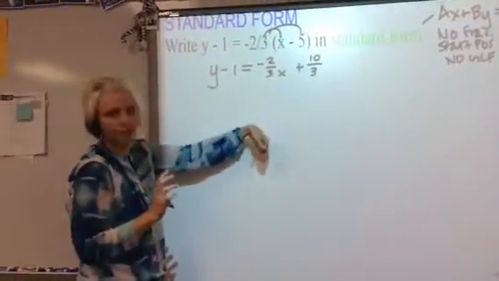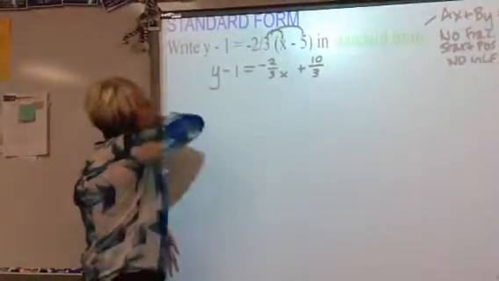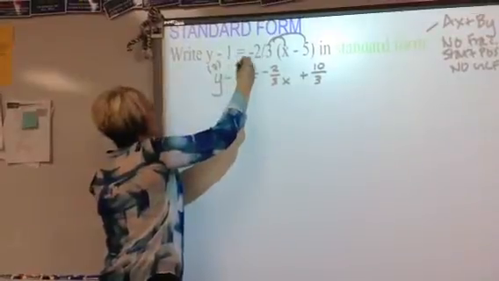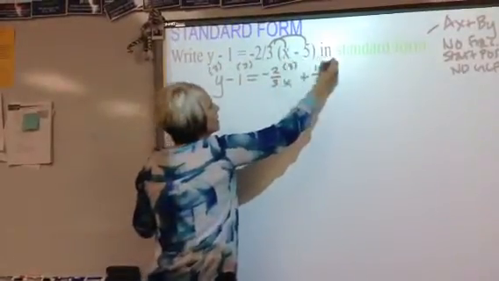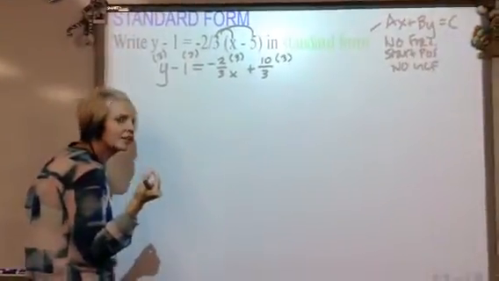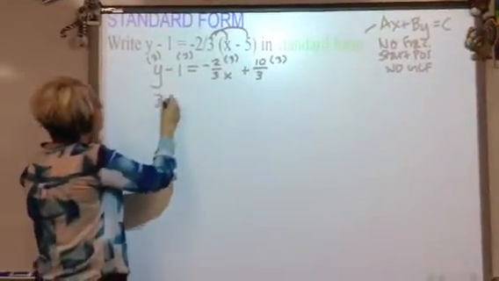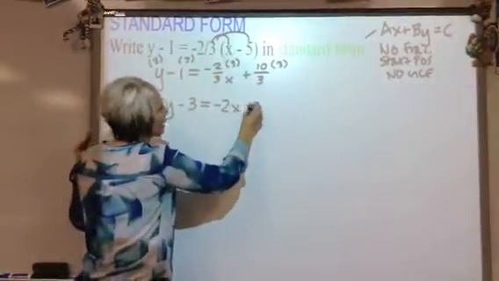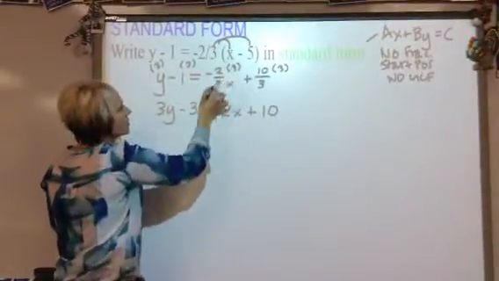So here's what I'm going to do. I don't want to work with fractions. So I'm going to multiply everything by 3. Everything. This goes by 3, this by 3, this by 3, this by 3. Because I want to eliminate all the fractions. And I do that by multiplying by the greatest denominator. So this becomes 3y minus 3 is equal to -2x plus 10. Because these 3's cancel. See that?